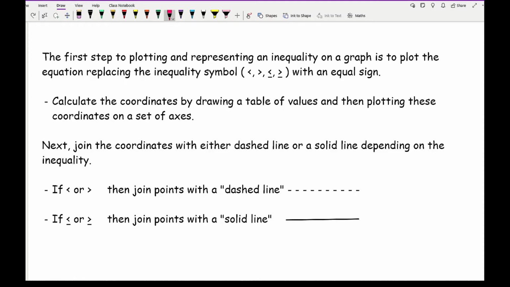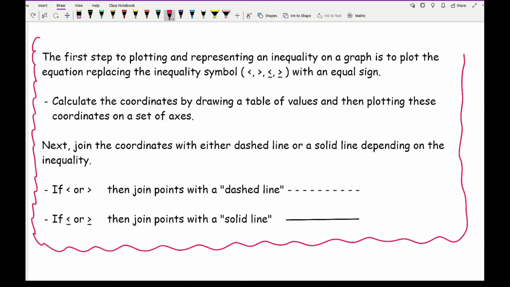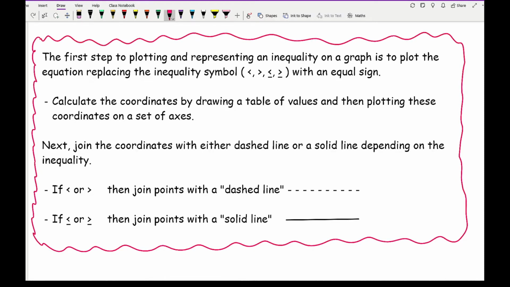Now the next is to join the coordinates with either a dashed line or a solid line depending on the inequality that's in the question. So for example, if you've got either a less than or a more than symbol, then what we need to do is connect those coordinates with a dashed line. And if it's either less or equal to or greater or equal to, then you join the points up with a solid line. And that's, again, quite an important step. And again, if you're unable to plot an equation, it's going to be really difficult for you to move forward in this particular topic. So it's definitely worth including in any notes or revision notes that you are making.